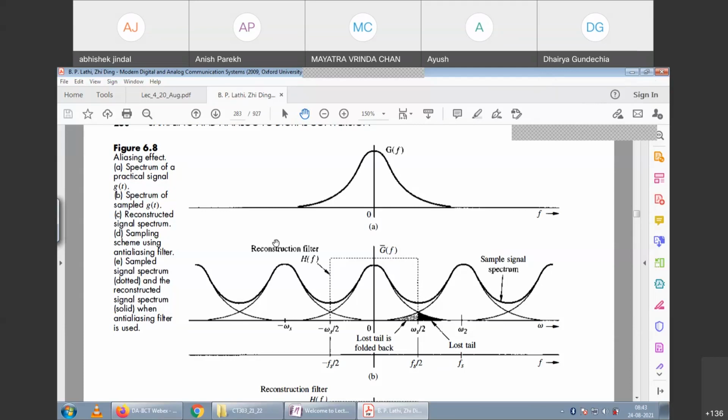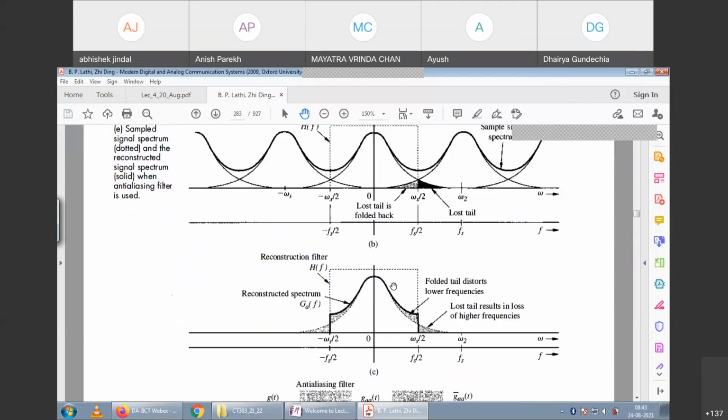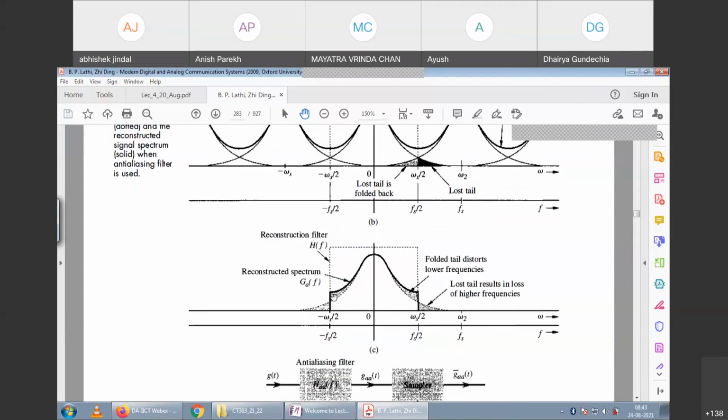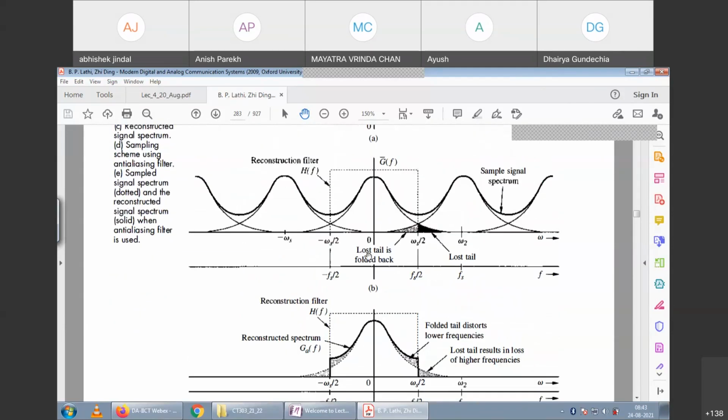So that is nothing but passing the sampled signal through a low pass filter. So this is nothing but a low pass filter. Now, if I pass it through a low pass filter, suppose it is realizable, you will get this spectrum, the darkened one, this one. So you can clearly see that in the high frequency, which is approaching fs by 2, the spectrum is now different.